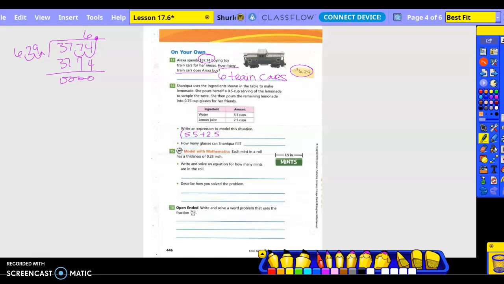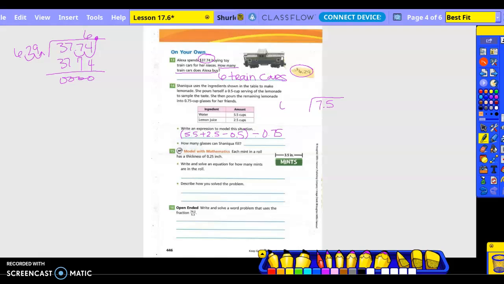Okay, and then she did what? She sampled it, right? So would that be adding or subtracting? Subtracting. And then we're going to divide that by what? 7,500. So how many glasses can Shaniqua fill? So we need to do that first. So what is 5 and 5/10 plus 2 and 5/10? 8, right? Because 5 plus 2 is 7 plus a half and a half is 8. So 8 minus 5/10 is 7 and 5/10. So 7.5 is our total, right?